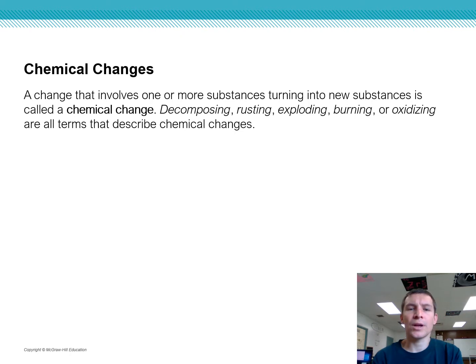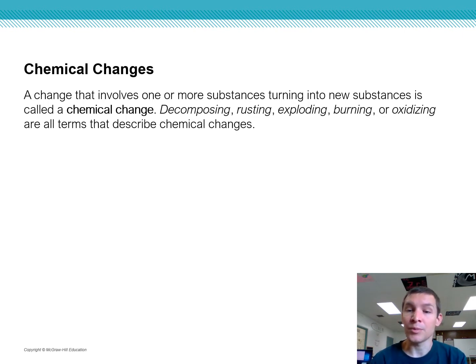On your notes, be sure to write down what a chemical change is and the examples. A chemical change is a change that involves one or more substances turning into new substances. That's the key or the buzzword there, new substances. That's called a chemical change.